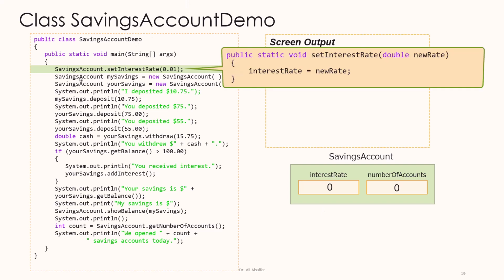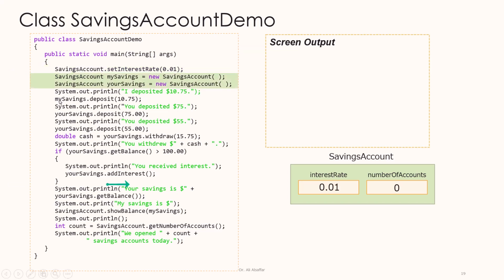In the first statement, we are calling a set method for changing the interest rate, and initially the interest rate is 0. And when we execute this set method for changing the interest rate, it will change the interest rate from 0 to 0.01. See that we are not creating any object. Because this method is static, simply we can call this method by using the name of the class. And this is the situation we have when we execute this statement.